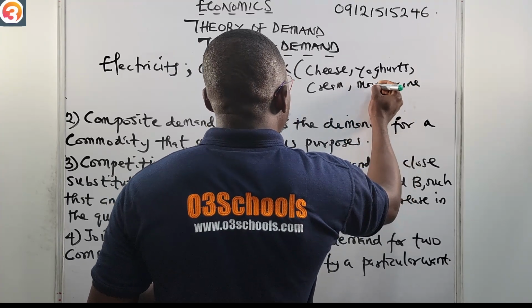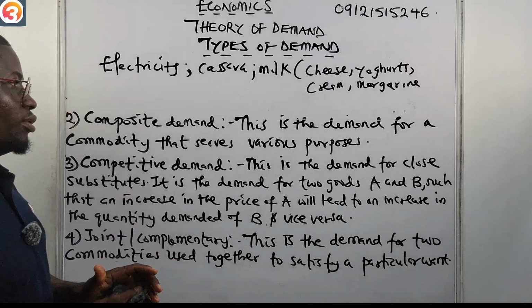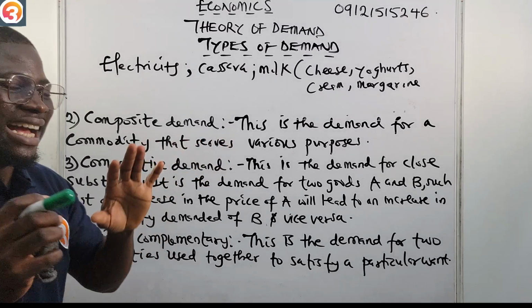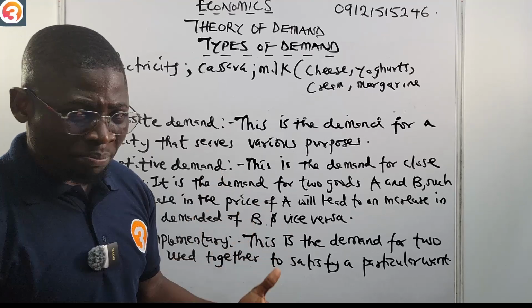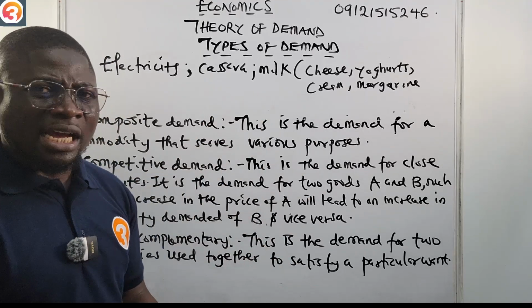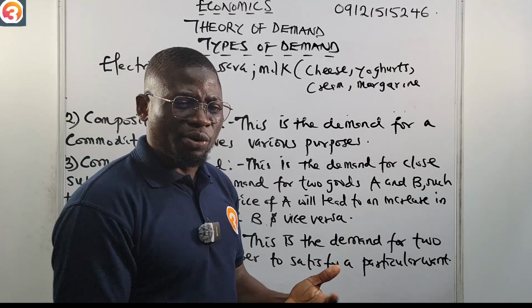Okay, so that is what milk is, also an example of a composite demand for a commodity that serves various purposes. Please make sure you have your notes so that you can go over them and take the examples and add to the notes. I want you to be following so that you have something to read.